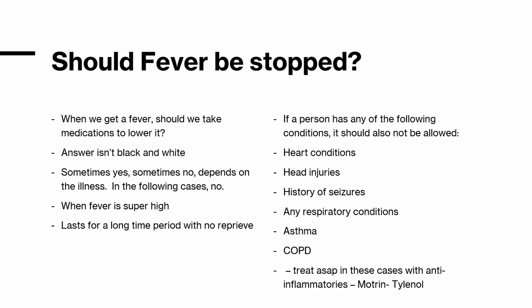If a person has any of the following conditions, the fever should also not be allowed to continue. If they have heart conditions, any kind of head injuries, history of seizures, any respiratory conditions such as asthma or chronic obstructive pulmonary disorder. These cases and many others need to be treated with anti-inflammatories first, such as Motrin and Tylenol. It's usually suggested to alternate the two. I'm not sure if that really is still beneficial information, but that's what I've always been told.